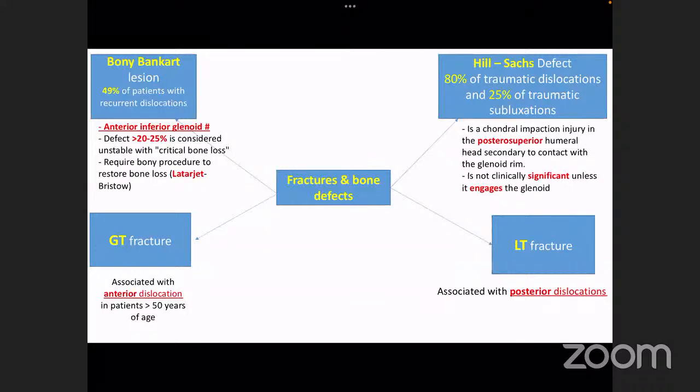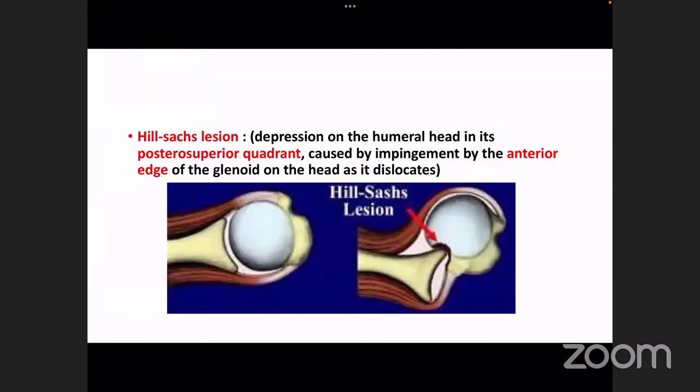Greater tuberosity fractures are associated with anterior dislocation, especially in elderly patients, okay? We tend to treat these injuries conservatively, but there are specific indications. If there is more than 1 centimeter displacement or 45 degrees angulation, you have to treat it operatively.